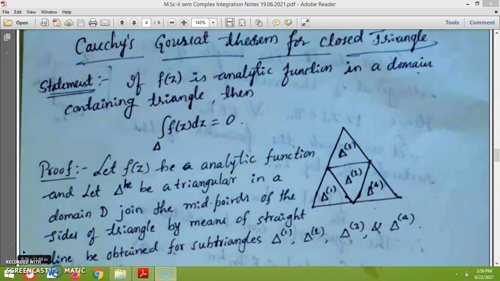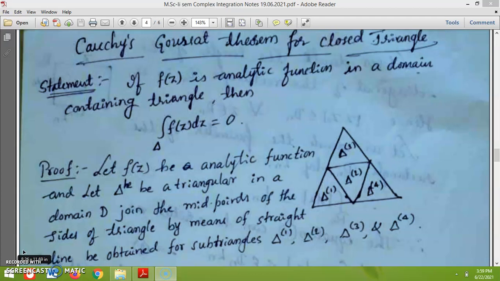Hello students, in this video I will discuss the Cauchy-Goursat theorem for a closed triangle. Since it is closed, that theorem is extended to the Cauchy-Goursat theorem. That theorem is called the Cauchy integral theorem or the fundamental theorem of integral calculus in complex analysis.